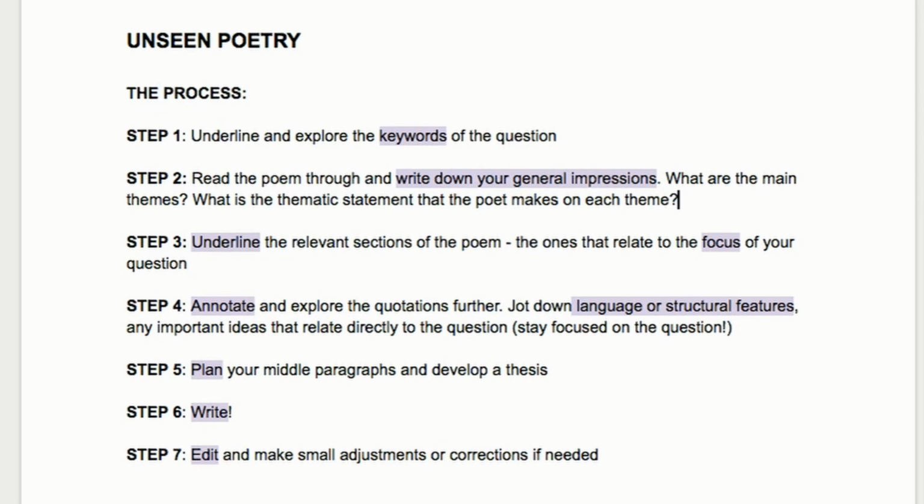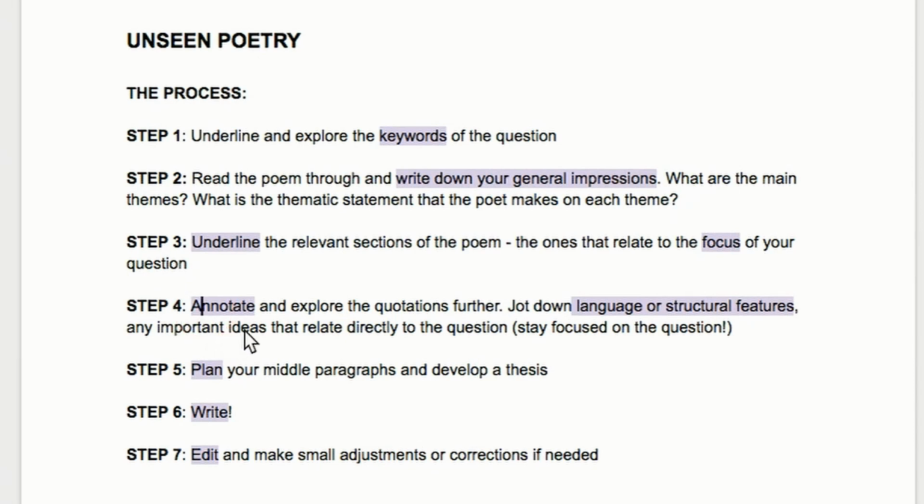You want to try and get a feeling for that the first time that you read through. The second time you read through, you want to underline relevant sections of the poem, always relating to the focus of your question. So don't underline anything that is a language feature unless that language feature actually relates to your focus. Sometimes people get so caught up on finding a metaphor or a simile that they lose sight of the question. Anything that isn't directly answering your question is going to lose you marks. So make sure that you underline anything relevant to the question and nothing else.